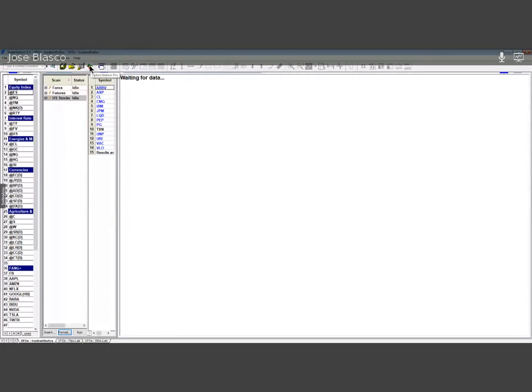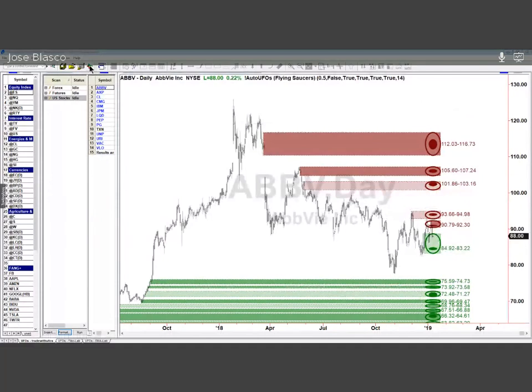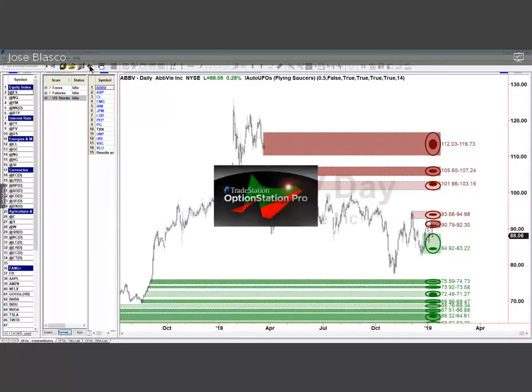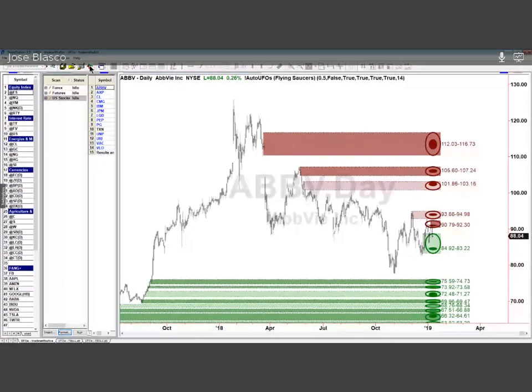So what I'm going to do as well, apart from loading the charts, I'm going to click on this button here to load OptionStation Pro. And as I load OptionStation Pro, I'm going to also look at the level of liquidity of options. I don't want to make it too complicated. To check the level of liquidity of options, I could certainly go back and look at open interest and volume and this and that, and certainly that would be very useful.